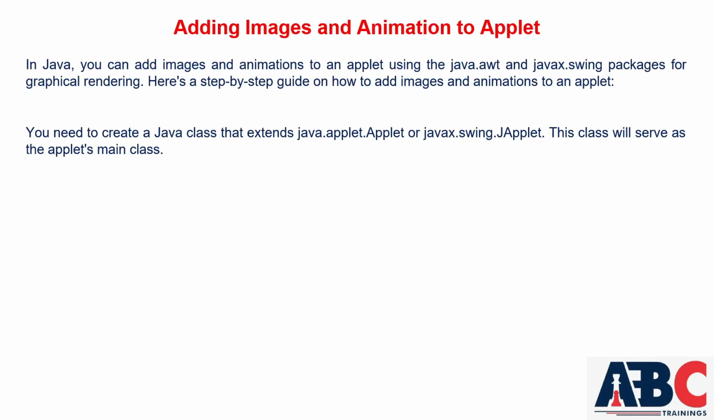Next is adding images and animation to the applet. In Java, you can add an image or animation to an applet using the java.awt or javax.swing package for graphical rendering. Here is the step-by-step guidance on how to add an image or animation to an applet. So let's see an example of an applet on Eclipse.